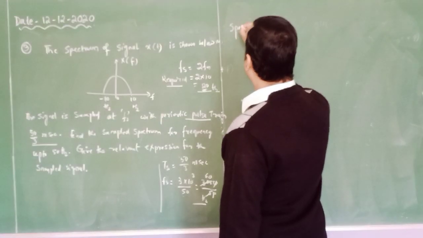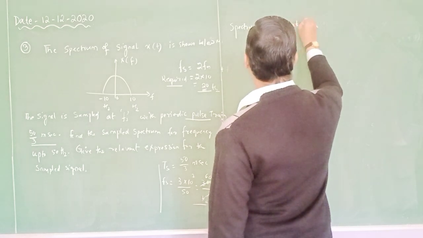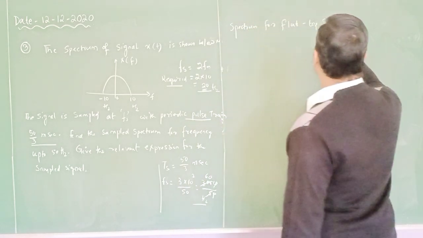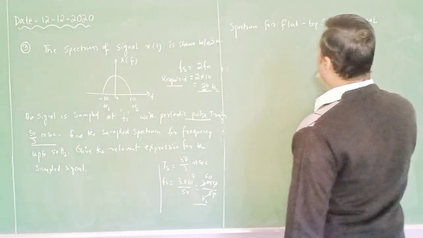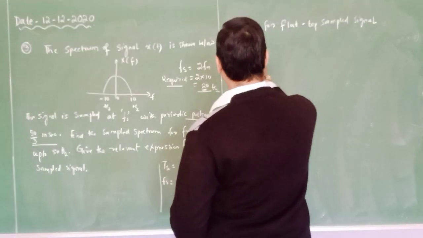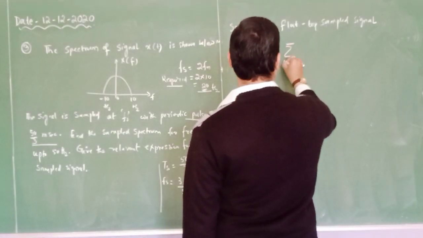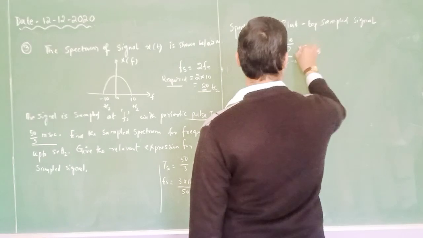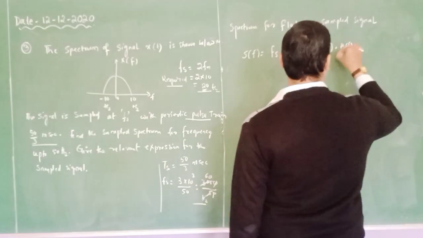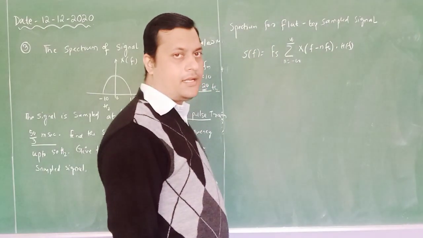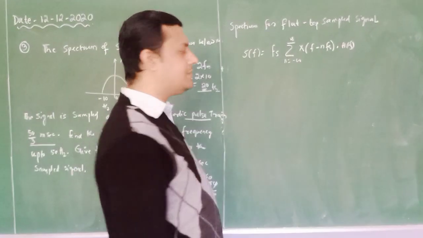So the spectrum for a flat top sampled signal. How can we write it? We can write S of f is equal to Fs summation n equals minus infinity to infinity X of f minus n Fs times H of f. So this is the filter function. An instantaneous sampled signal passed through the filter function gives you your flat top sampled signal.